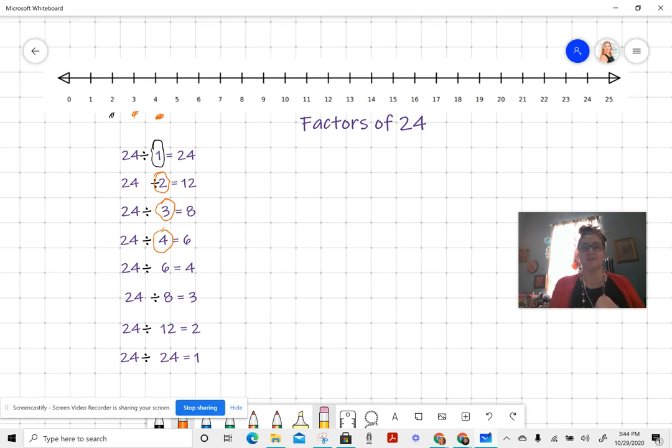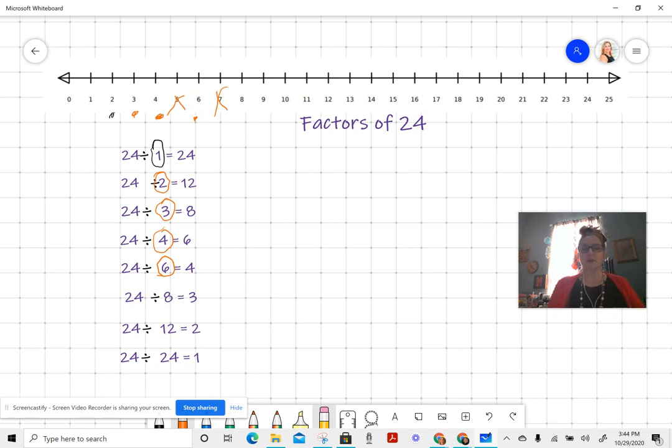And then I go to 5 and I do 24 divided by 5, and I get a leftover. I get a decimal point. And so 5 is not a factor of 24. And I go to the next number, 6. 24 divided by 6 gives me 4. And then I go to the next number, 7. 24 divided by 7. When I put that in the calculator, I do not get a whole number. I get a leftover. So 7 is not a factor.